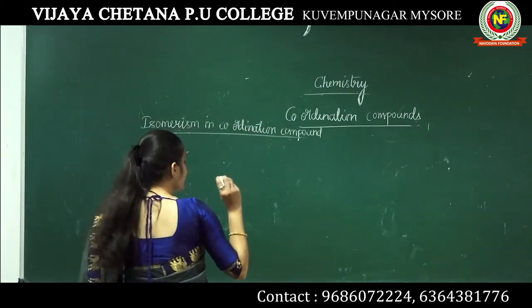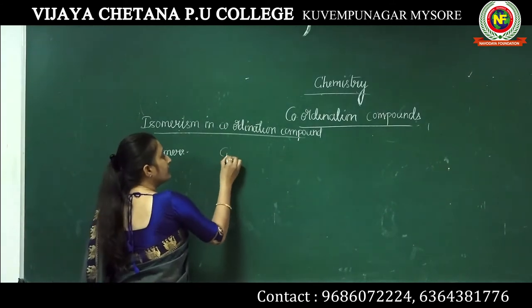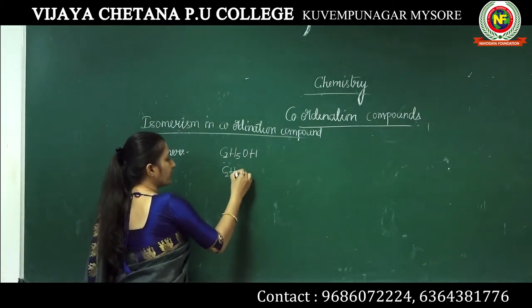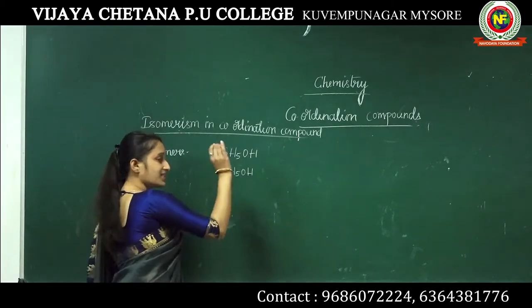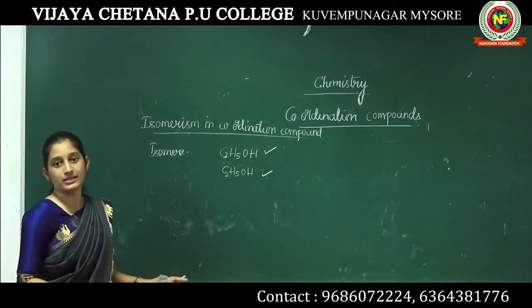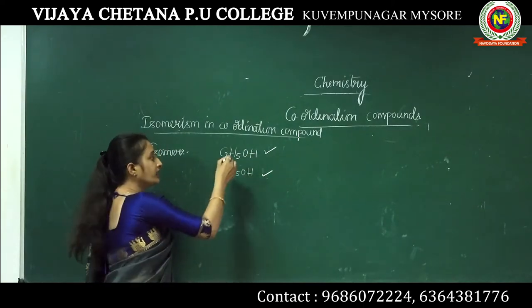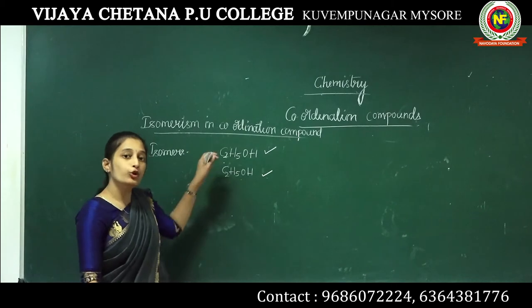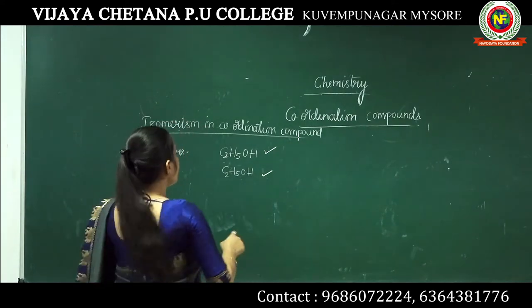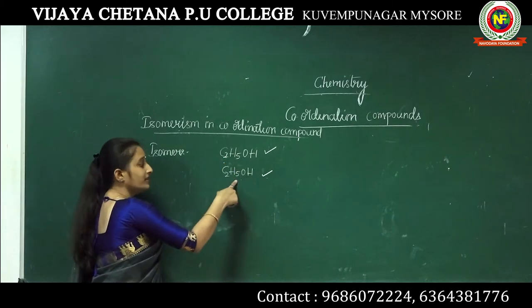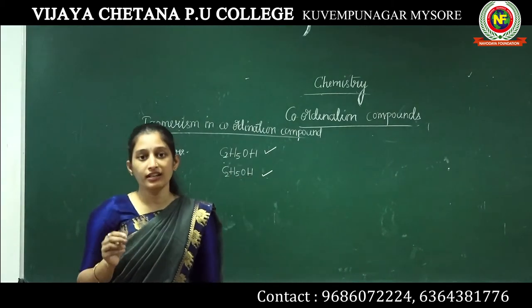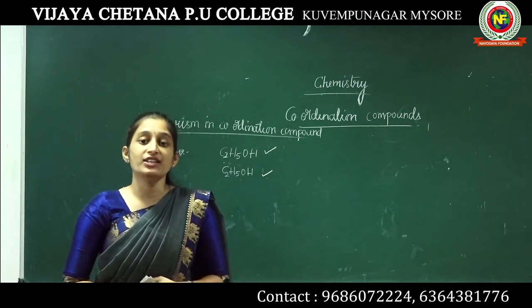Molecular formula means, for example, just I am giving an example, C2H5OH, and one more C2H5OH. Just assume this one is different from that one. I am just giving an example in order to understand the concept. They look the same. Same means same molecular formula: here also 2 carbon atoms, here also 2 carbon, 5 hydrogen, 5 hydrogen, 1 oxygen, 1 oxygen. Same molecular formula, but different spatial arrangements of atoms.